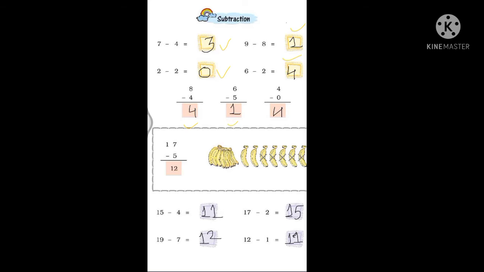6 minus 5, 1. 4 minus 0, 4. Then 15 minus 4 we get answer 11. 17 minus 2 we get answer 15. 19 minus 7 we get answer 12. And 12 minus 1 we get answer 11.